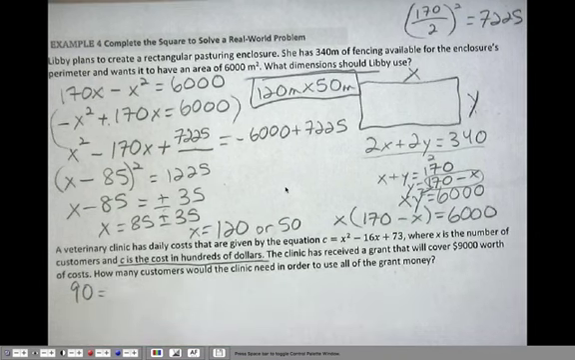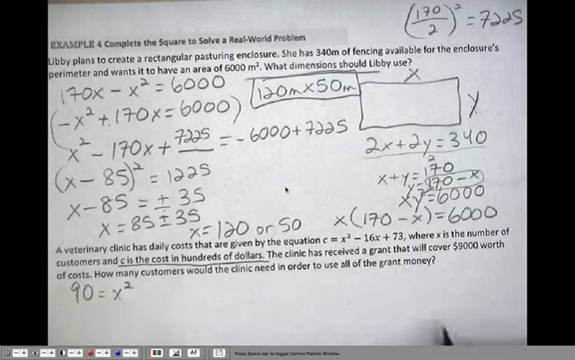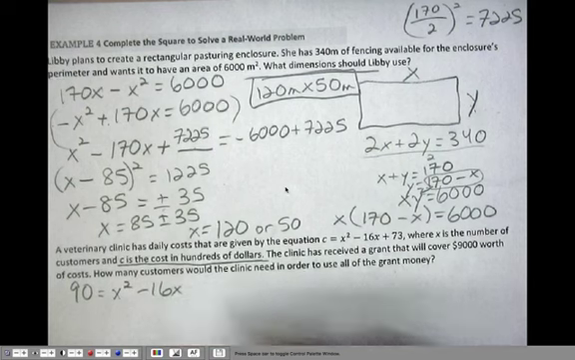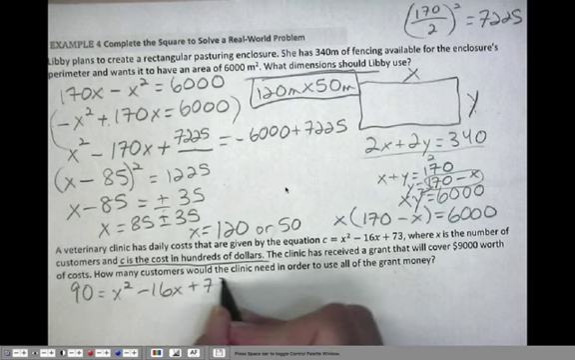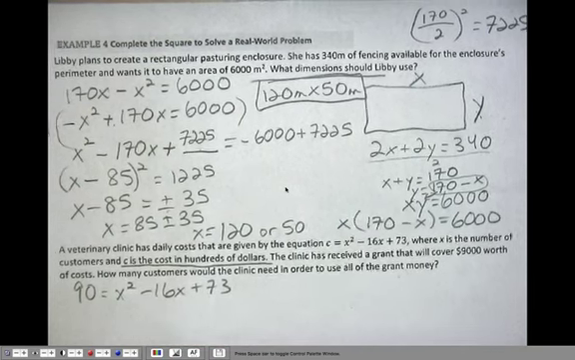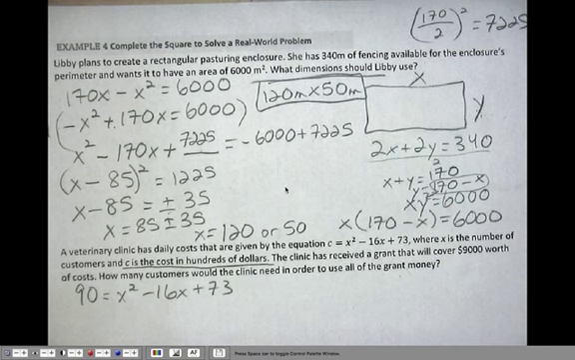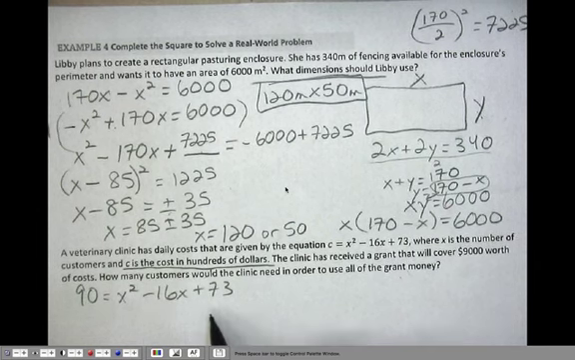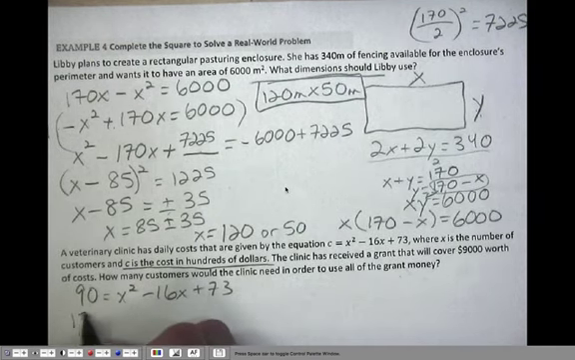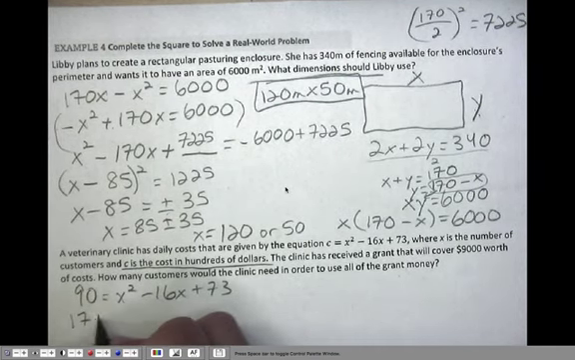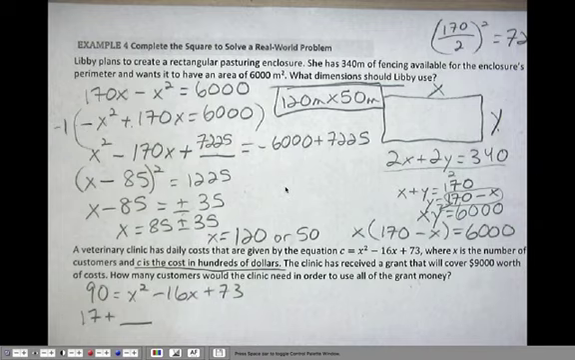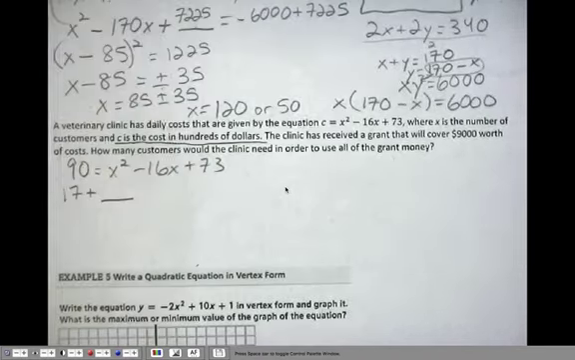So I set that equal to x squared minus 16x plus 73. And then I'm going to solve this equation by completing the square. That means I'm going to subtract the 73 over first, giving me 17. And I know I'm going to be adding something to it, so let me go ahead and leave the space for it.